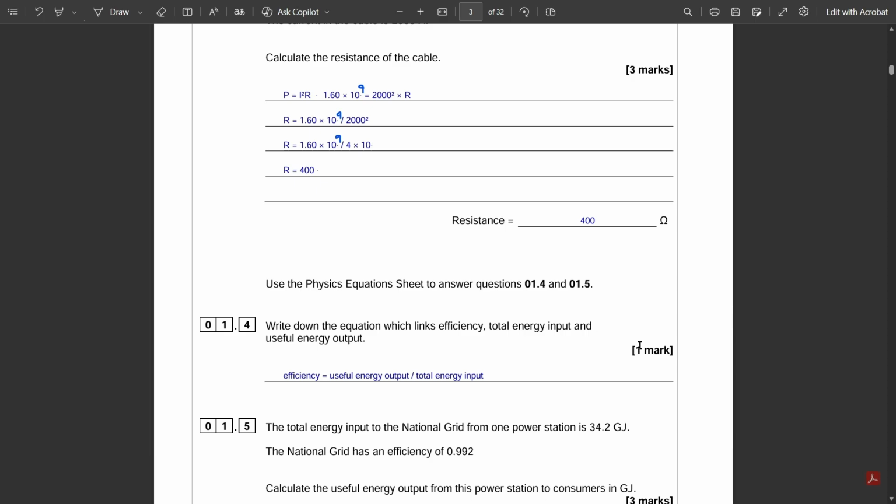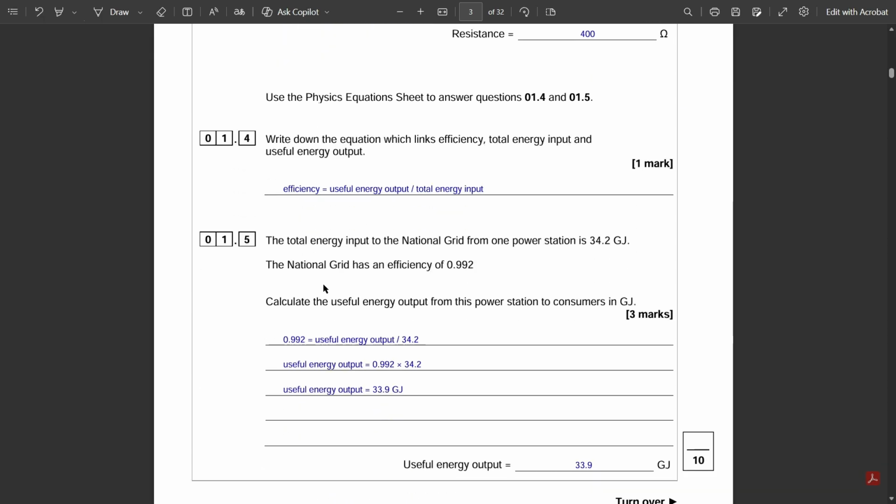efficiency, total energy input, and useful energy output. Efficiency equals useful energy output over total energy input, and then we have this here. The national grid has an efficiency of 0.992, and the total energy input is 34.2 gigajoules. Well, it wants it in gigajoules. So what we simply do is just rearrange it to get a useful energy output, and we get 33.9 gigajoules. And not that it matters for this question, but a gigajoule is also times 10 to the 9.